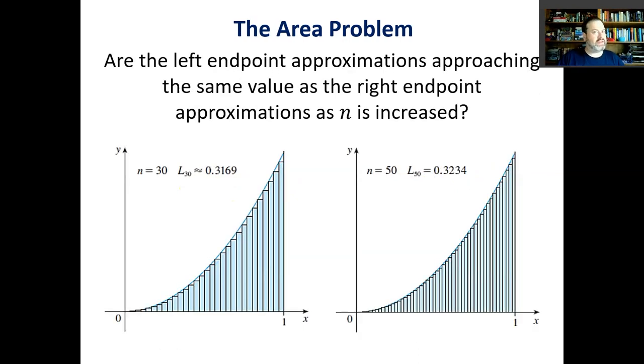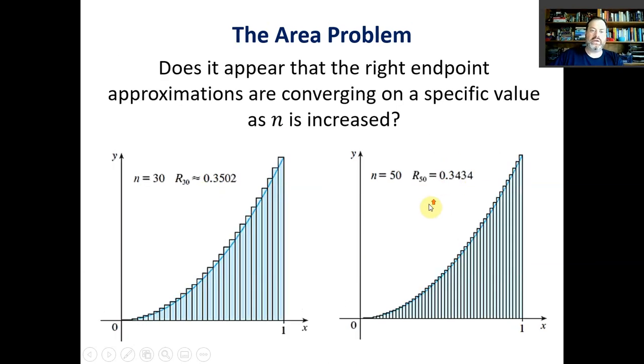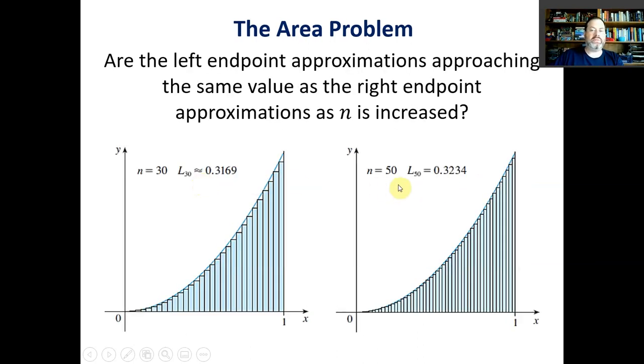Well, it can't get smaller than the left endpoint approximation, because the left endpoint approximation doesn't have any extra. It's an underestimate for all values of n. But as you increase n, the approximation gets better. So think about what's going on here. The right endpoint approximations are getting smaller. The left endpoint approximations are getting bigger. Are they approaching the same number? That's something I want you to think about. Because it turns out they are approaching the same number, but it doesn't need to be obvious that that's happening.